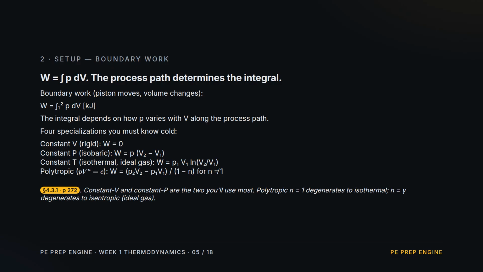Setup. Boundary work is the integral of pressure dV along the path. 4 specializations to know cold. Constant volume, 0. Constant pressure, P times delta V. Isothermal ideal gas, P1 V1 times the natural log of V2 over V1. And polytropic, PV to the n constant, P2 V2 minus P1 V1 all over 1 minus n, for n not equal to 1. N equals 1 recovers isothermal. N equals gamma is isentropic.